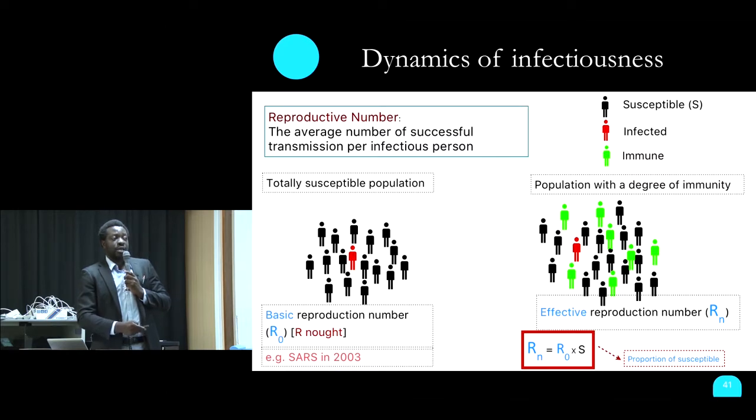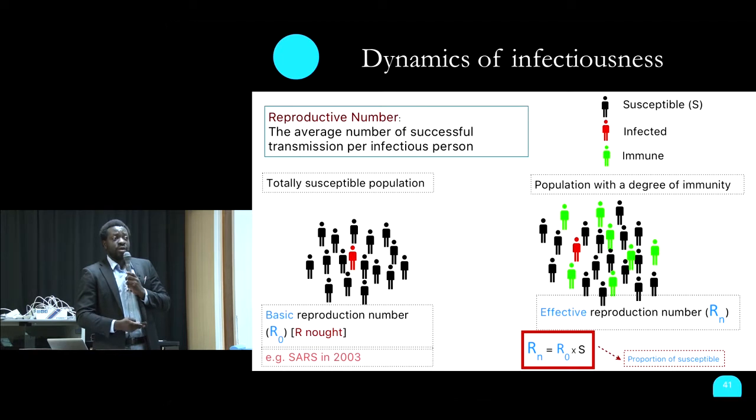So it's the average number of people who will become infected when an infectious person enters a population where everybody is susceptible. This is called the basic reproduction number. It is generally noted like this, R with a 0 subscript, and they usually call it R naught. For example, for SARS in 2003, we could measure the basic reproductive number because everybody was considered to be susceptible, because it was the first outbreak.